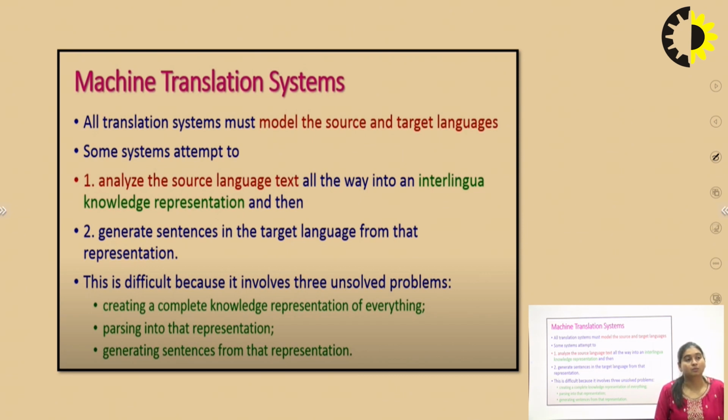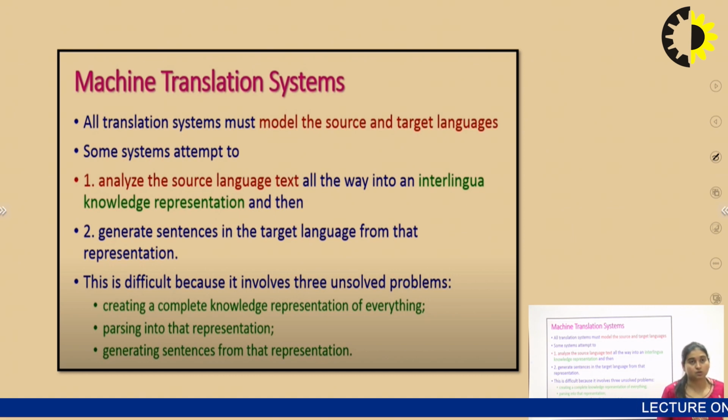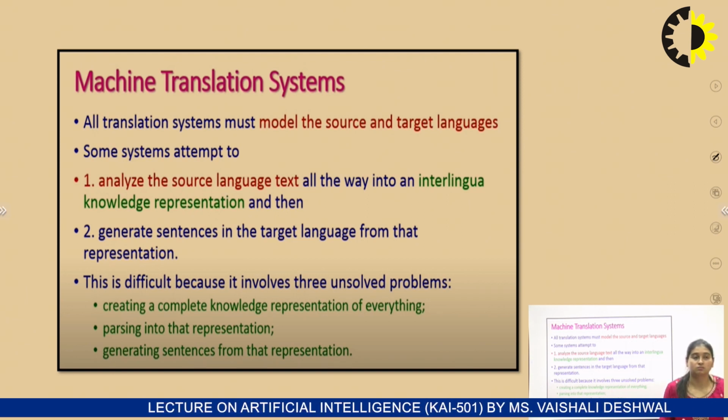Then it is very difficult because it involves three unsolved problems. And what are these? The first problem is creating a complete knowledge representation of everything. We have to represent everything, create the complete knowledge representation of everything, and then only will we be able to do the translation. The second thing is parsing into that representation. So first we need the representation, secondly we need the parsing, and third we generate the sentences from that representation. So we should be able to generate the sentences from that representation. These are the main difficulties while we are building or creating MT systems.